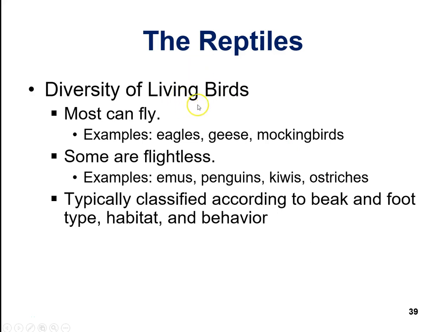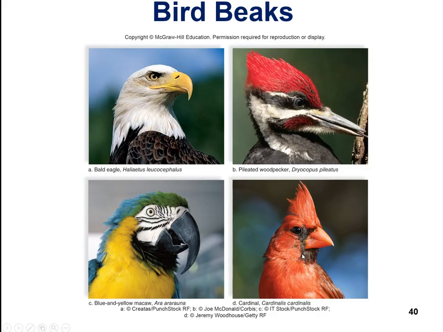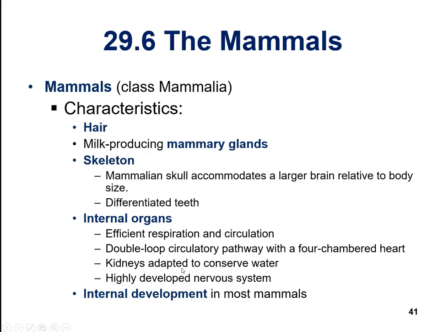All right, so if we talk about birds and diversity, again, we're probably all aware of these. Most can fly: eagles, geese, mockingbirds all can fly, although with geese you don't see them fly much, but they can. Some actually are flightless, so birds like emus, penguins, ostriches, they can't fly. And so obviously some examples here.